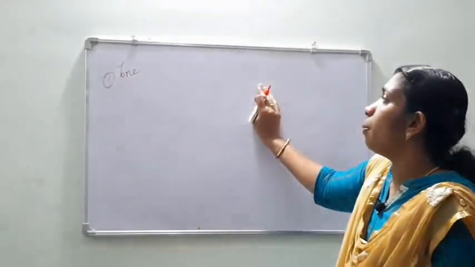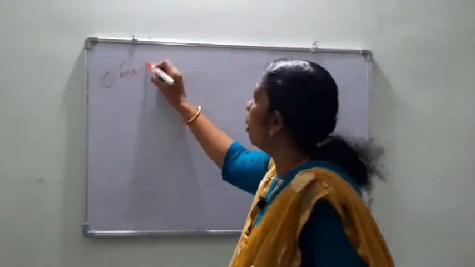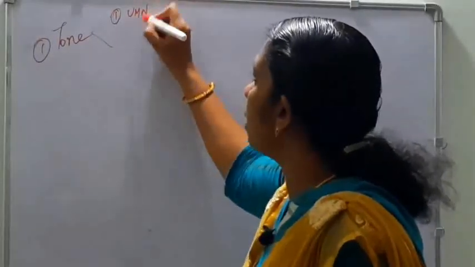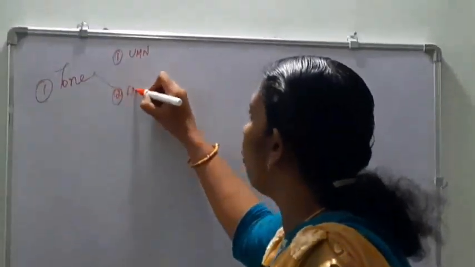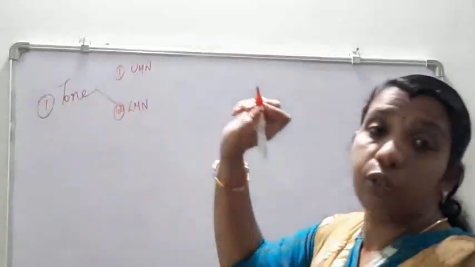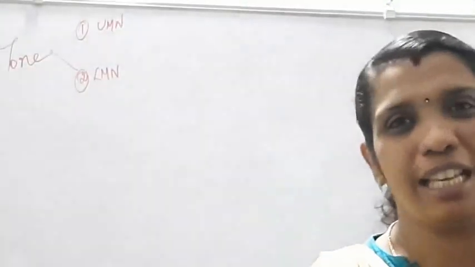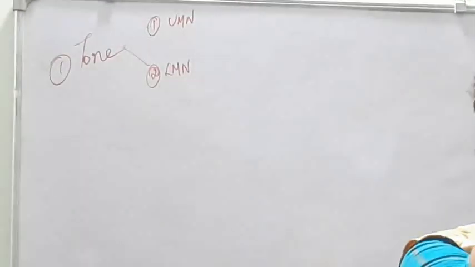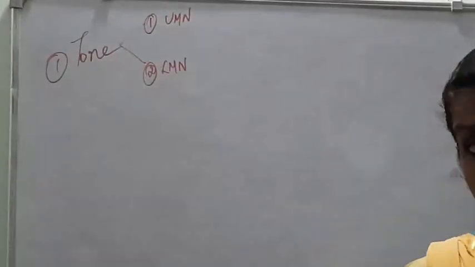So regarding the tone, in upper motor neuron what happens, in lower motor neuron what happens? In upper motor neuron, there is a lesion in the upper motor neuron segment. There is no lesion in the lower motor neuron segment. You understand? Upper motor neuron is affected somewhere there, but lower motor neuron is intact.